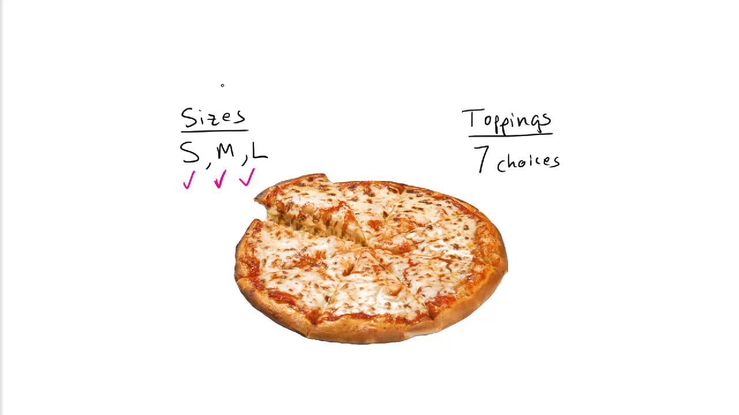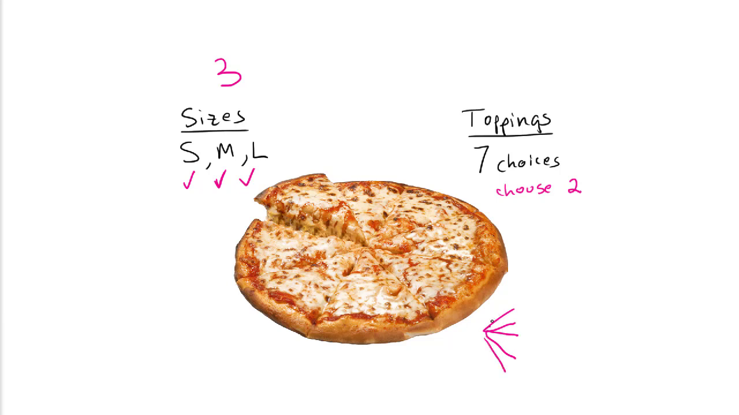Well, the size part is pretty easy. I have a choice of 3 different sizes. How about my toppings? I have to choose 2 toppings. But wait, I have 7 to choose from. So how might I think about that? Well, logically, the first choice I make, I have 7 different toppings I could choose from, right? My first choice would essentially have 7 different options.